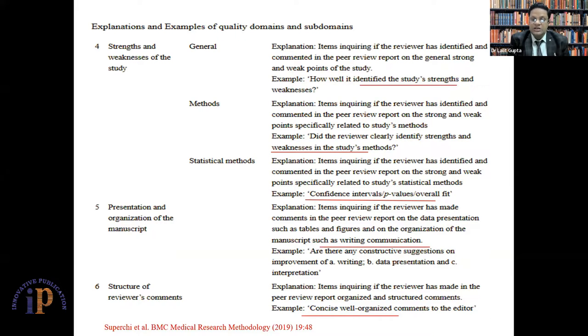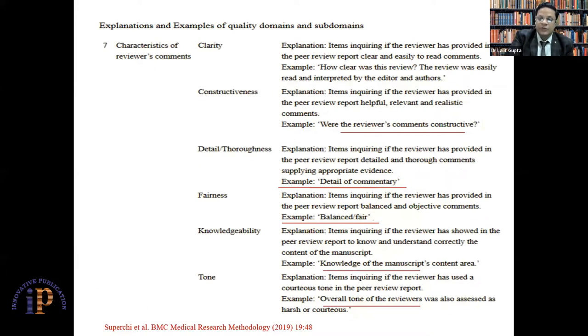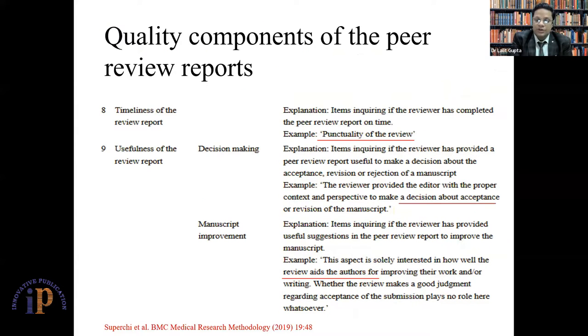And if there are any constructive suggestions, they can be given, for example in the data presentation or interpretation, whatever is required. Then the structure: once the reviewer has reviewed the manuscript with the above points, he makes a concise, well organized, small summary for the editor, covering the clarity and constructiveness of the manuscript, and whether the comments submitted by the reviewers are constructive or supportive. The details, the commentary if needed, the fairness, whether it is balanced, fair, unbiased, and knowledge of the manuscript in the particular area. After that, it is assessed by the editor for further work. Then the punctuality of the review, that is the timeline in which it has been submitted, and the decision about acceptance taken by the editor's office on the basis of the review report submitted.